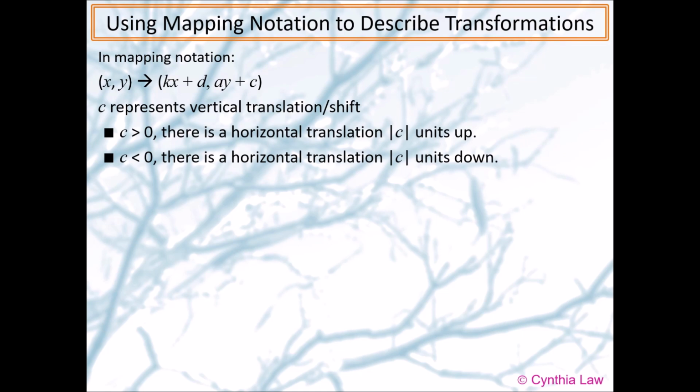c units down. So for example, if c is negative 4, we would say that there is a vertical translation of 4 units down. We do not say that there is a vertical translation of negative 4 units down. If we say negative 4 units down, we're actually saying 4 units up. Okay, so negative makes it positive. So it's just complicating things. So we use the absolute value to make things easier.